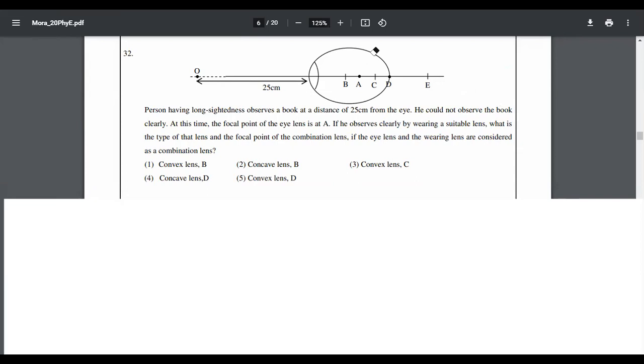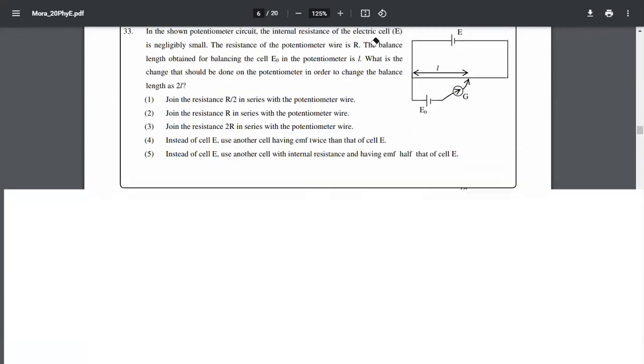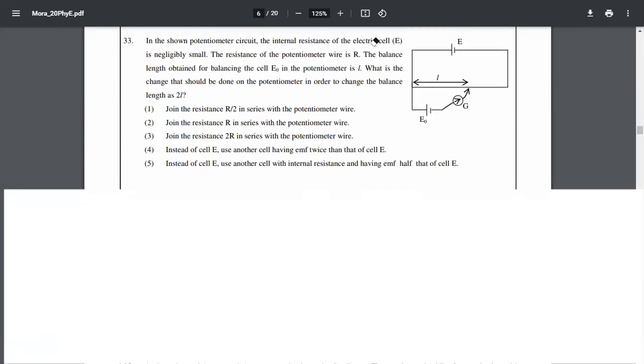Okay, next question. In the shown potentiometer circuit, the internal resistance of the cell is negligibly small. The resistance of the potentiometer wire is R. The balance length obtained for balancing the cell E naught in the potentiometer wire is L. What is the change that should be done on the potentiometer in order to change the balance length to 2L?